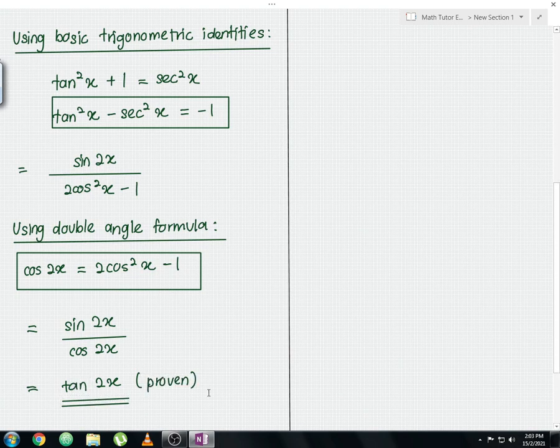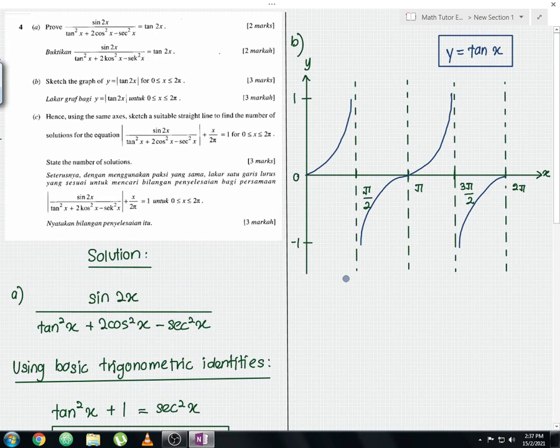Okay, that is all for the working for the question part A. Let us proceed to the question part B now. Let us proceed our discussion for the question part B now. Okay, if you are wondering, this is the final answer.